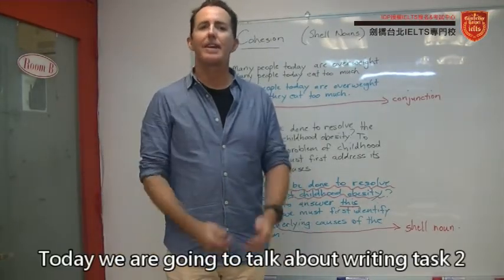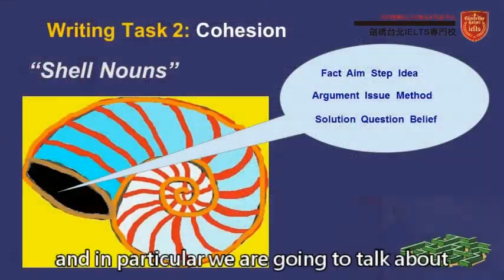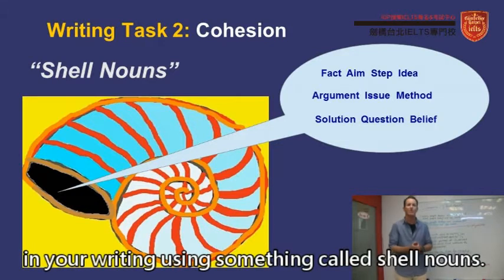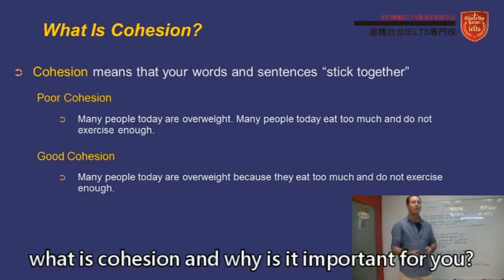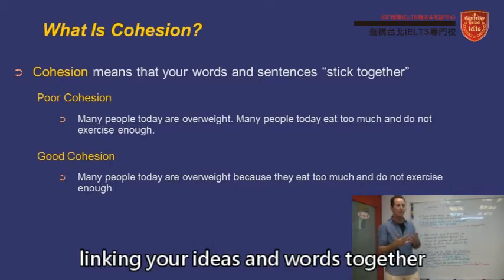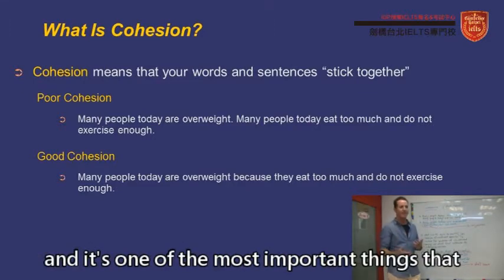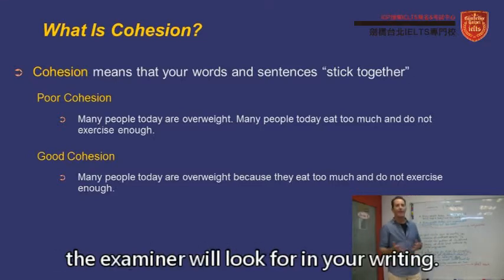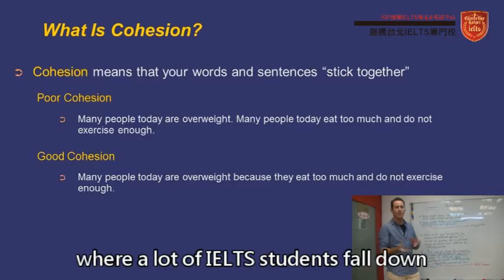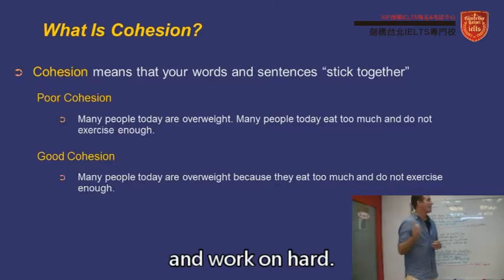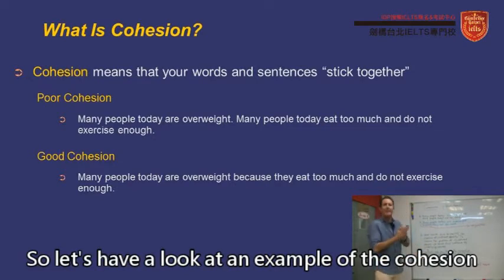Welcome to today's lesson. Today we're going to talk about writing task 2, and in particular we're going to talk about how to improve cohesion in your writing using something called shell nouns. Now first of all, what is cohesion and why is it important for you? Cohesion means linking your ideas and words together in a clear and logical way, and it's one of the most important things that the examiner will look for in your writing. And it's one area where a lot of IELTS students fall down, so it's something you should really work on and work on hard.